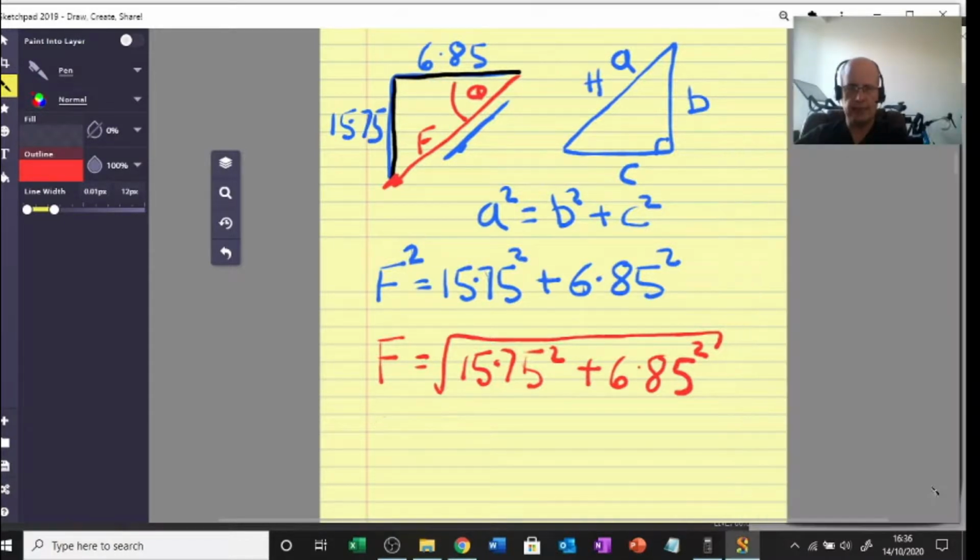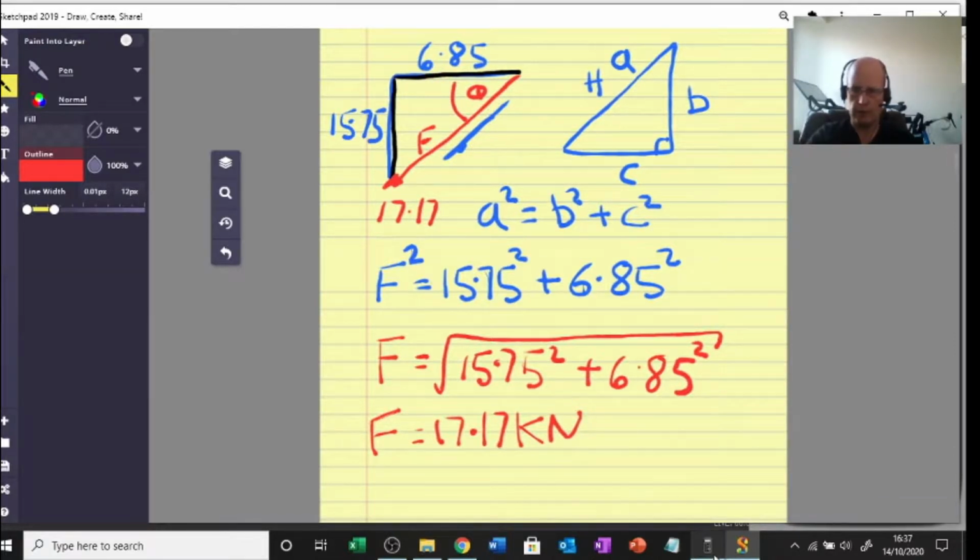So that is saying that the resultant force coming down is going to be 17.17 kilonewtons. So this thing in here is going to be 17.17 kilonewtons.